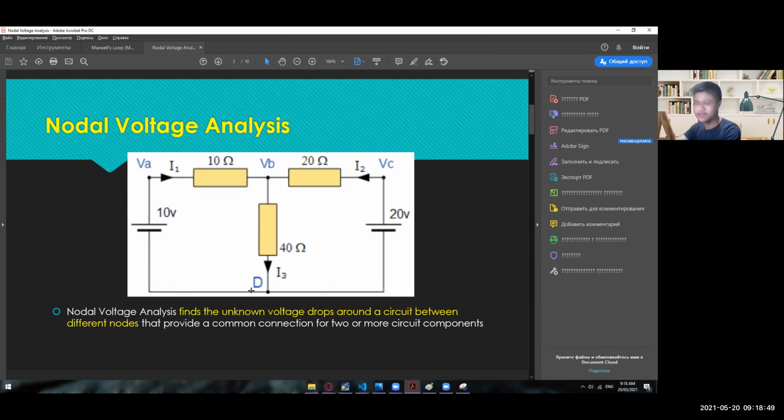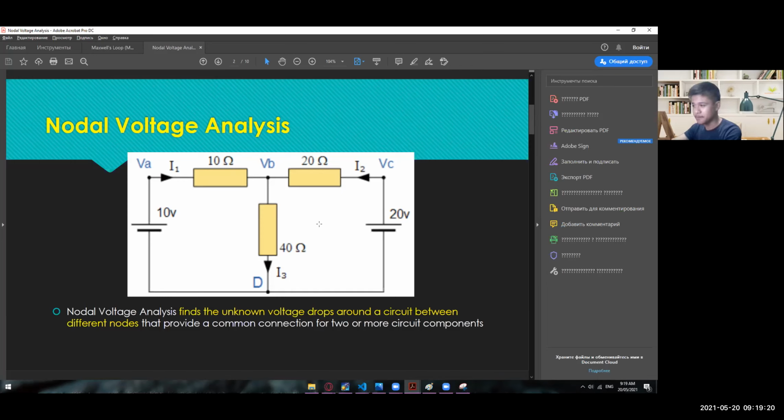Okay, so the same things that we can find on the superposition theorem, we can also find the individual currents. We can also find the voltage drop for the R1, R2, and R3. Okay, it's just that it has its own analysis and ways of solving things. So nodal voltage analysis finds the unknown voltage drops around the circuit between different nodes that provide a common connection for two or more circuit components.